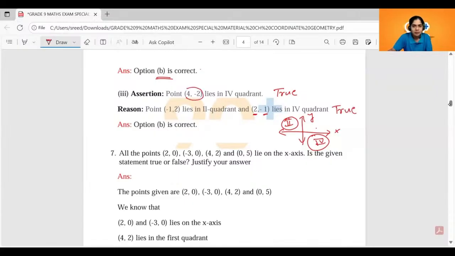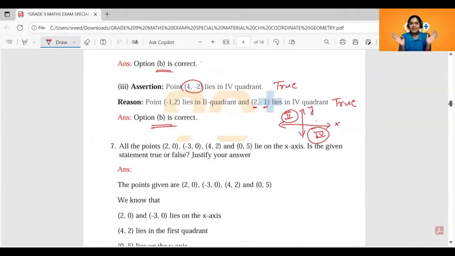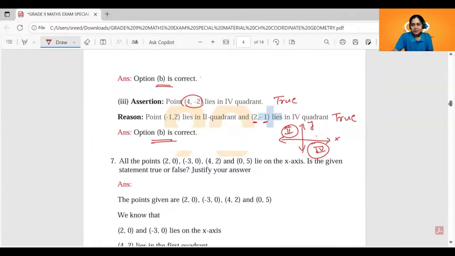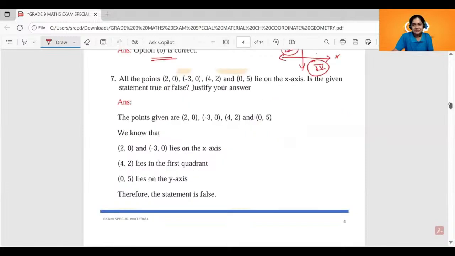But here we are talking about the point (4, -2), but in the reason we are talking about different points, right? That means it's not the correct explanation, right? Both statements are true, but the reason is not the correct explanation of the assertion, right? So which will be the option? It will be option B, where assertion and reason are true, but reason is not the correct explanation of the assertion. Okay, all right. I hope it's clear till now, right?